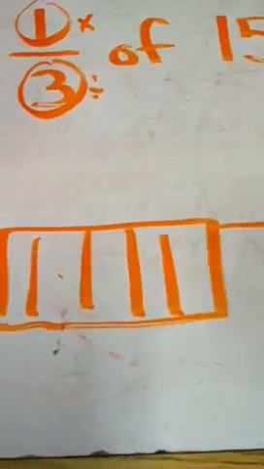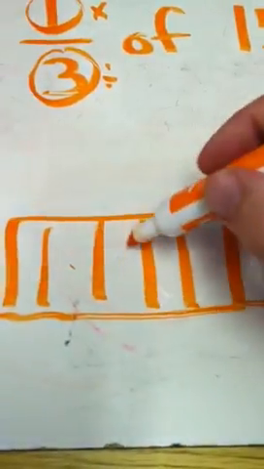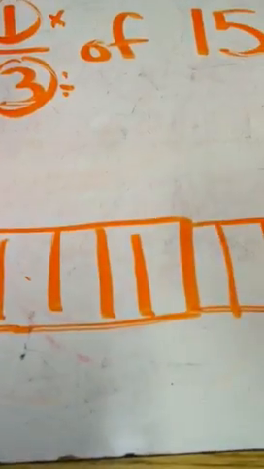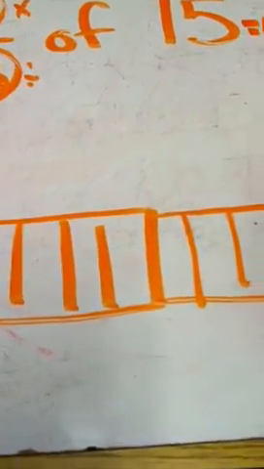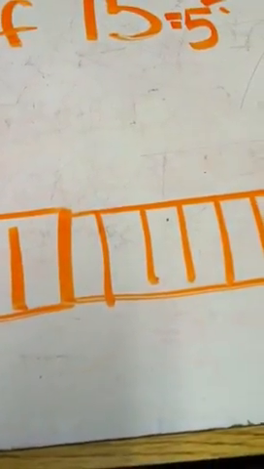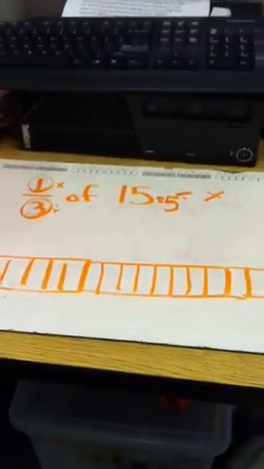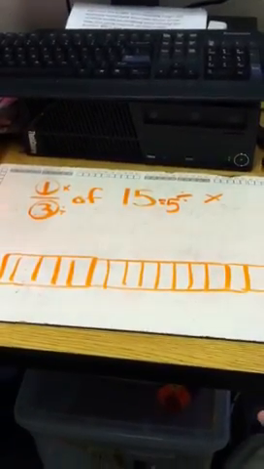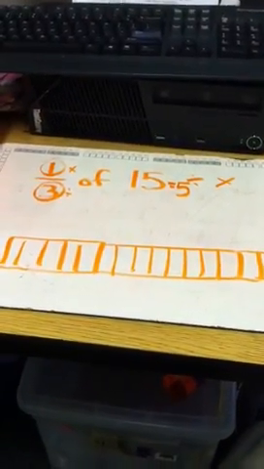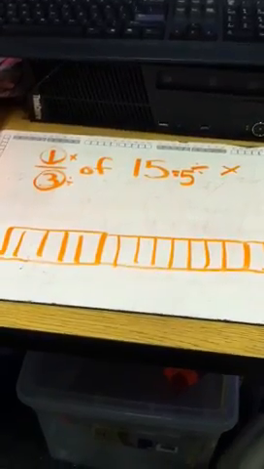Now, you can also do it where you have a picture. I'm going to draw this out so it's big. 1, 2, 3, 4, 5, 6, 7, 8, 9, 10, 11, 12, 13, 14, 15. I'll back my camera up a little bit so you can see I made 15 different boxes here.